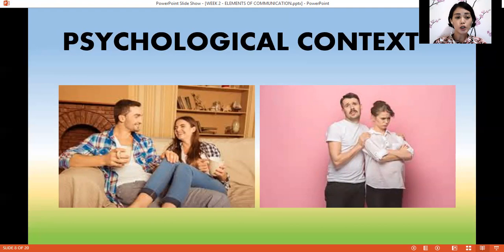Okay, in the first picture, you can see that the woman or the lady is in a good mood. And it seems like they're having a very good conversation while they're having their coffee. While on the second picture, you can see that the woman is not in a good mood and she seems like she doesn't want to talk to the man or her husband. Okay, so communication again is affected by psychological context. Whatever your mood is, communication will be affected.